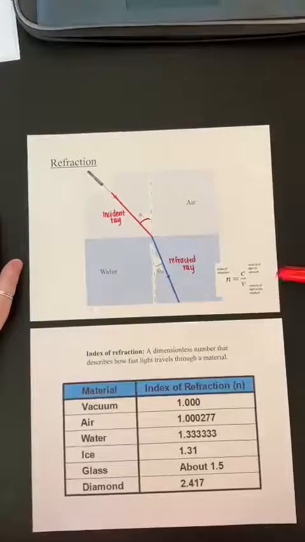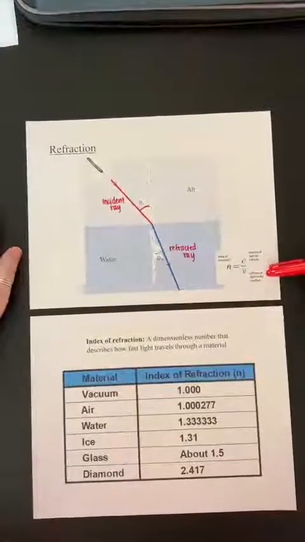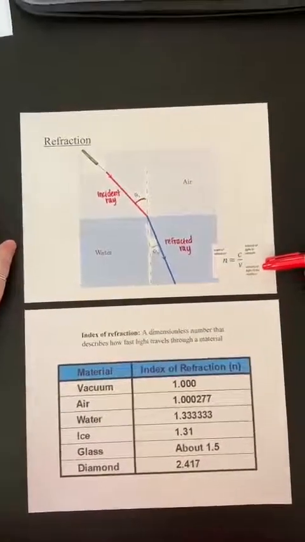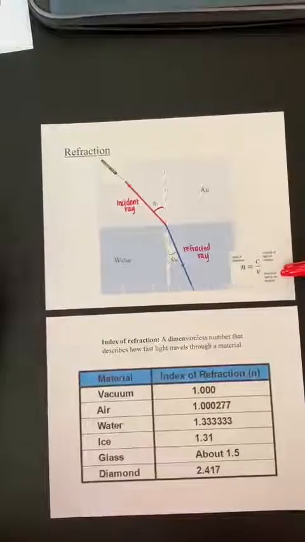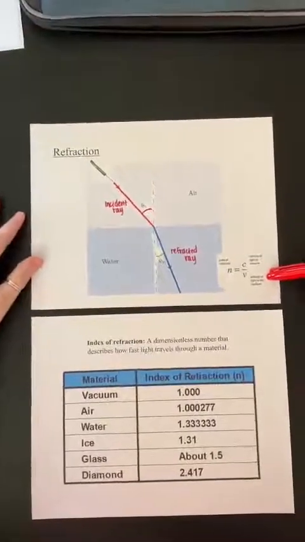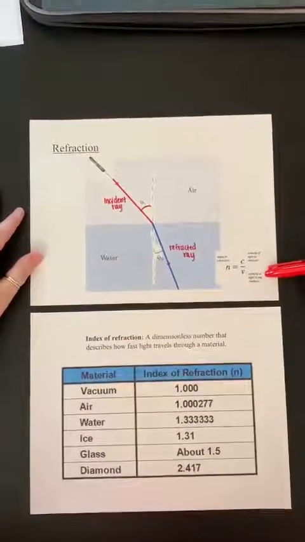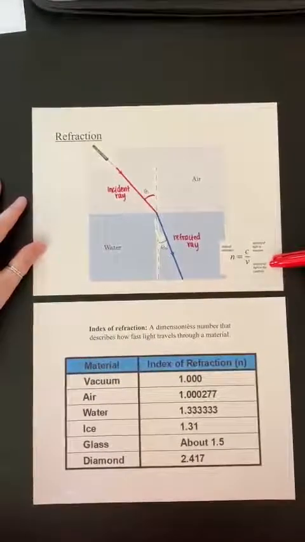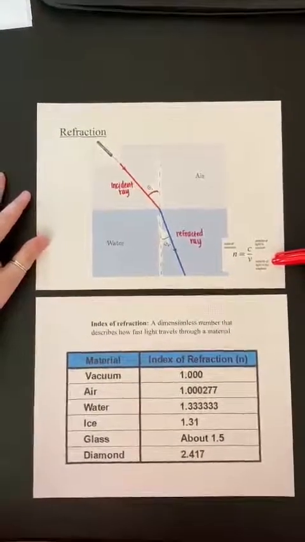I would like to point out the equation that I have at the bottom of this page. It is the equation for the index of refraction. The index of refraction, simply put, is how easily light rays travel through a material. The greater the index of refraction, the more the light ray will bend when it travels through the material.